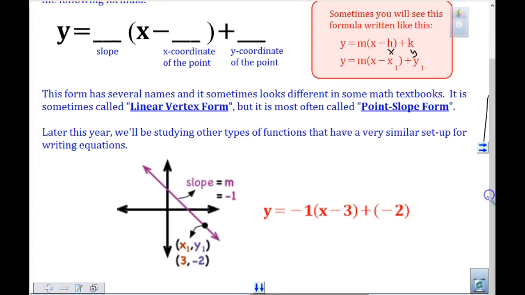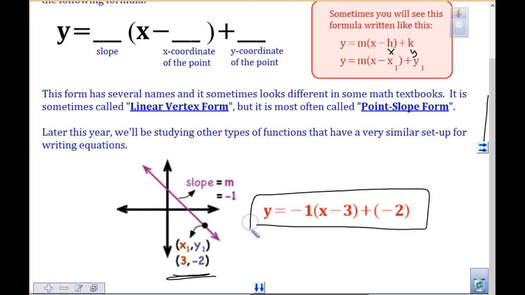So if we are looking at this point, notice the point down here is 3 and negative 2, x and y. And we already knew our slope was negative 1, so that's our given information. So all you are simply going to do to write the equation is you would be done at this point. You would write y, you put in your slope, that was our m, you put x minus the x coordinate plus the y coordinate. You're done. You don't even have to simplify that on the test. If I ask you to write the equation, you would be done at that point for writing the equation, okay? So it's a matter of getting this form down and taking a look at that.